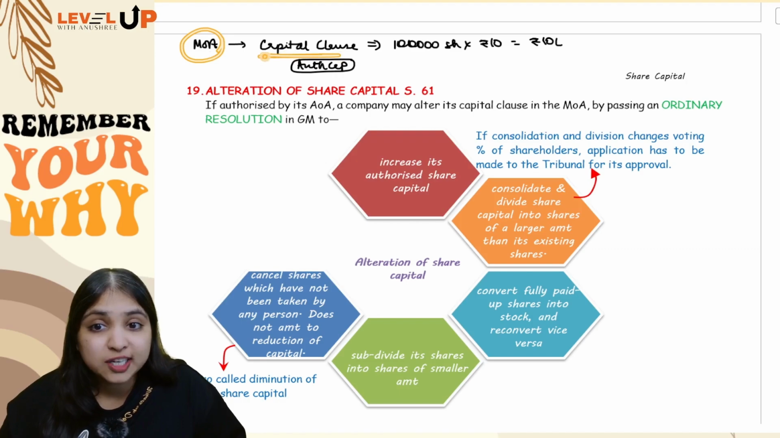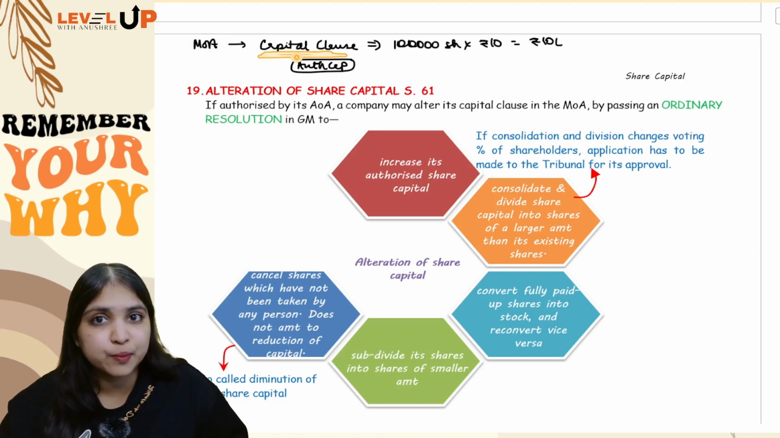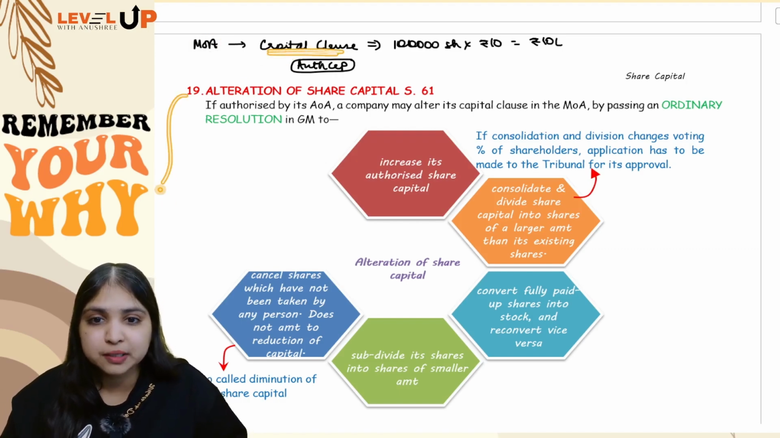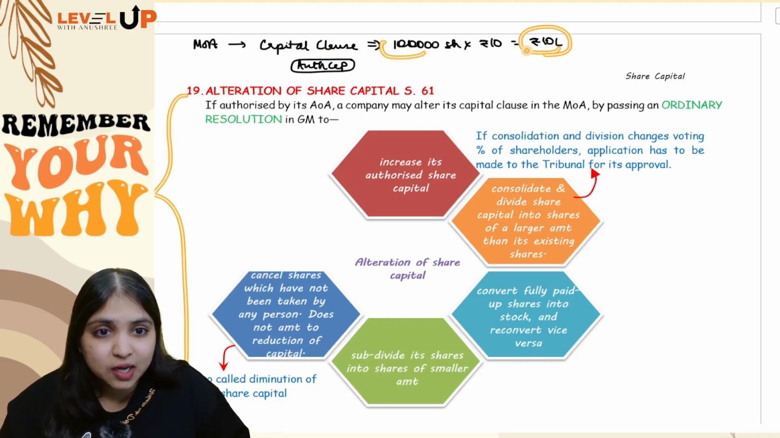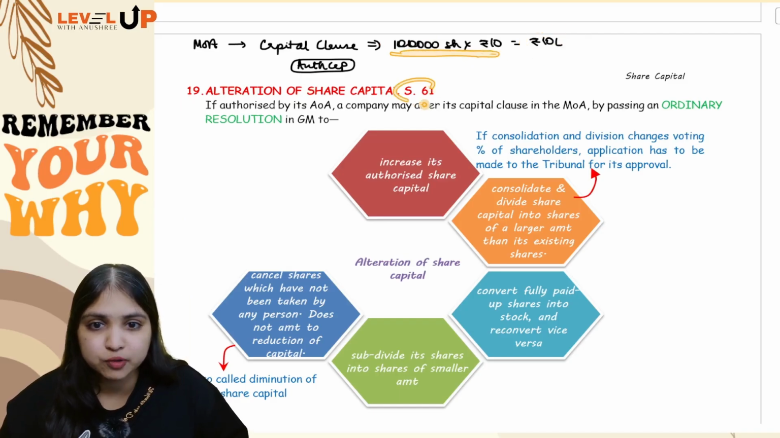But the alteration of capital clause we did not learn in the MOA AOA chapter, because the alteration of capital clause is covered in section 61. If you want to alter either the authorized capital or this breakup, welcome to section 61. Okay, so first of all, you know what you're learning about?